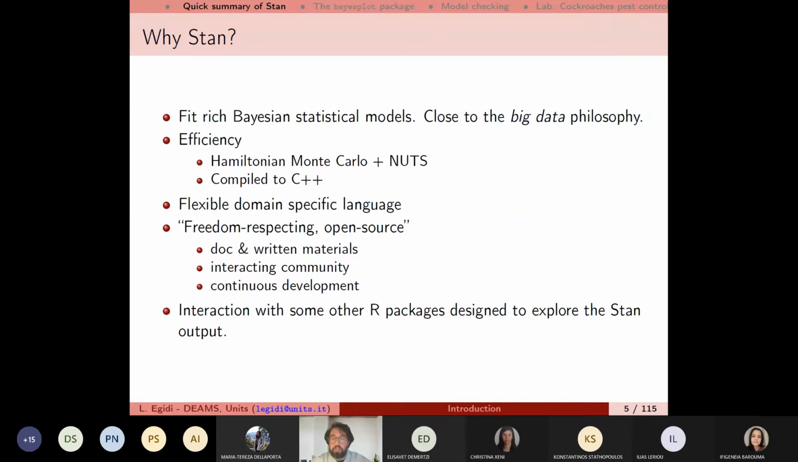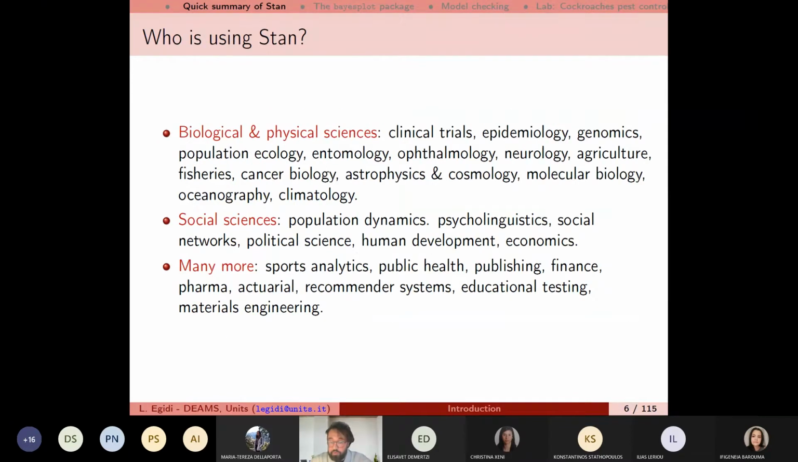Hamiltonian Monte Carlo is very difficult to understand deeply. One of the people working there once honestly told me there is only one person inside Stan who really knows all the details of Hamiltonian Monte Carlo within Stan. So try to think that Hamiltonian Monte Carlo is very difficult. The nice thing, and we are going to see something today, is also the interaction with some other R packages designed to explore the Stan outputs, such as the bayesplot package and also the loo package.